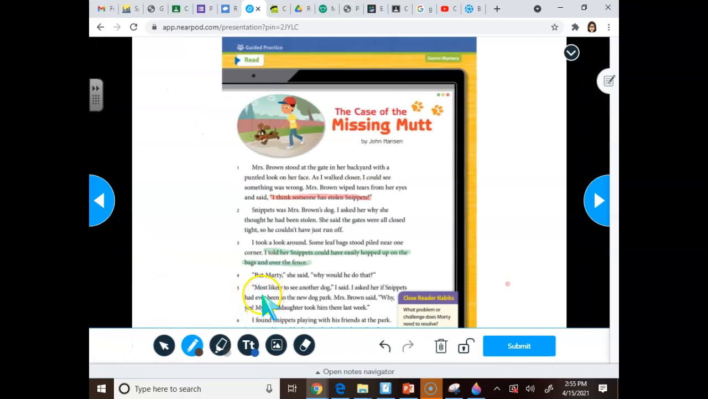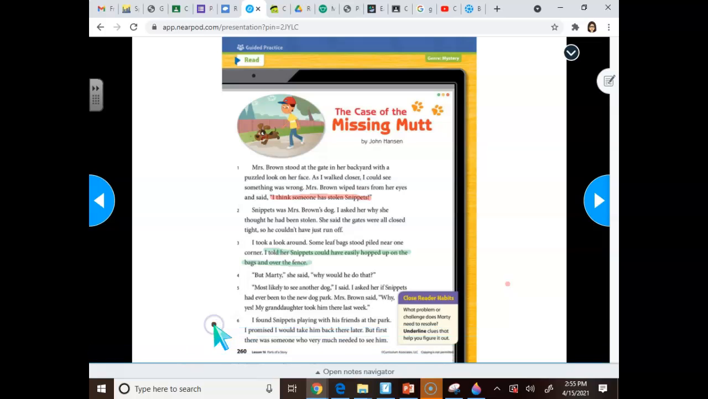So let's look back. Most likely to see another dog, I said. I asked her if Snippets had ever been to the new dog park. Miss Brown said, why, yes, my granddaughter took him there last week. I found Snippets playing with his friends at the park.